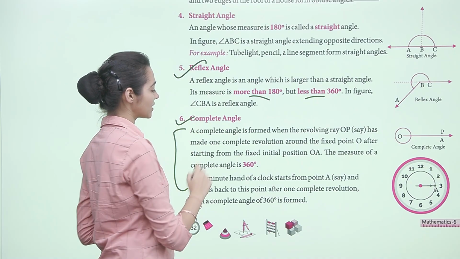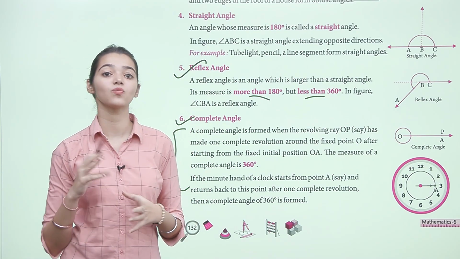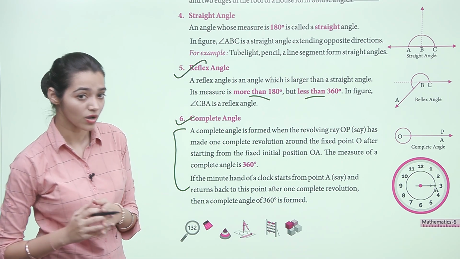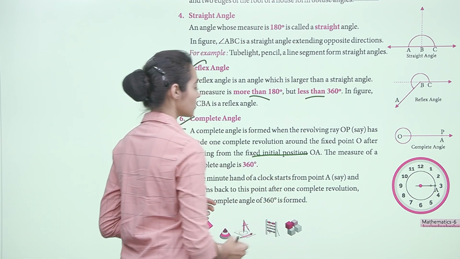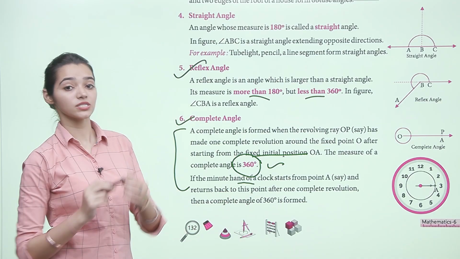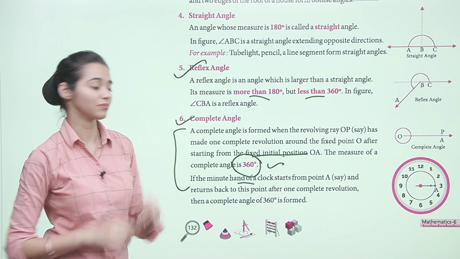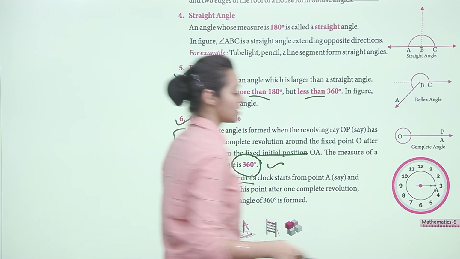Next is the complete angle. A complete angle is formed when the revolving ray OP has made one complete revolution around the fixed point O after starting from the fixed initial position. So the complete angle is 360 degrees. The minute hand of a clock, if it starts from point A and returns to point A after a complete revolution, means a complete 360 degrees is formed.